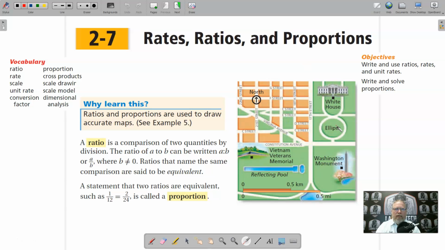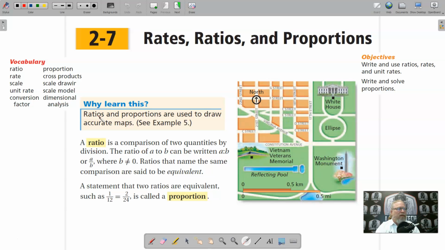The objectives for this lesson are to write and use ratios, rates, and unit rates, and also write and solve proportions. The vocabulary for this lesson, and it is rather extensive this time, is ratio, rate, scale, unit rate, conversion factor, proportion, cross products, scale drawing, scale model, and dimensional analysis.